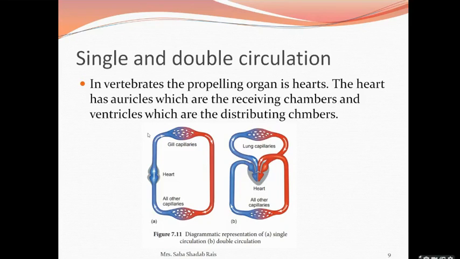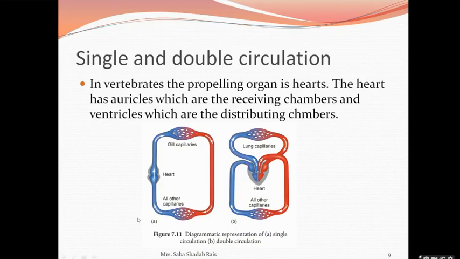One thing we need to remember is, in single circulation, the blood goes from the tissue, or you can say the body part, to the heart, from the heart to the respiratory organ, and from the respiratory organ it goes to the body. It is not returning back to the heart. Here the blood will propel slowly.